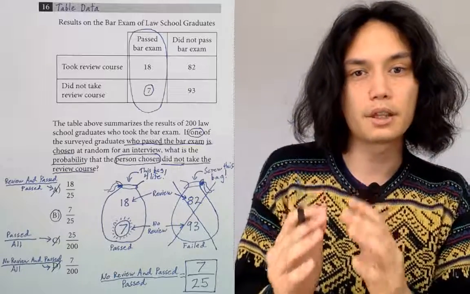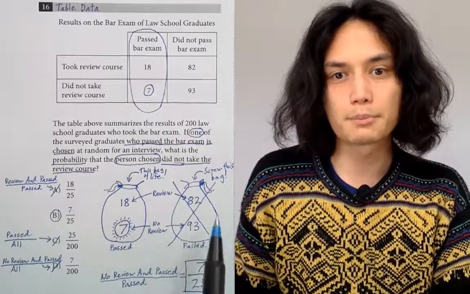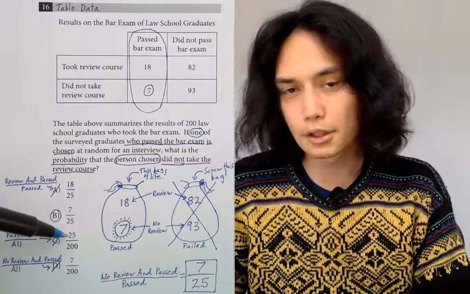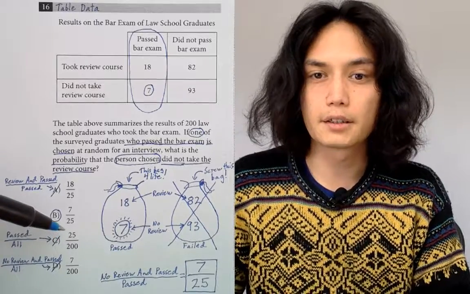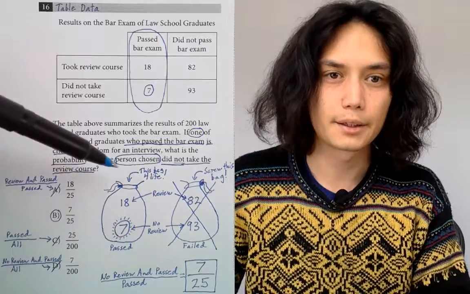We only care about a subset of them. We only care about the subset of them who passed the bar exam. We don't care about both of these bags. We only care about this bag. All right, now the numerator is the number 25. We recognize the number 25 because that's the total number of people in this passed bag.